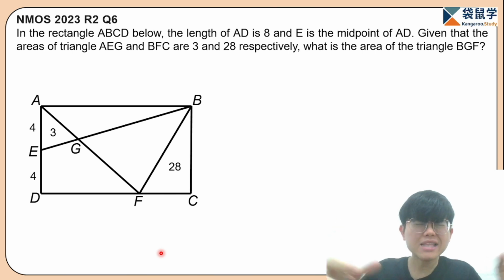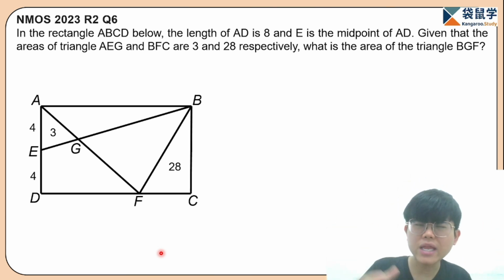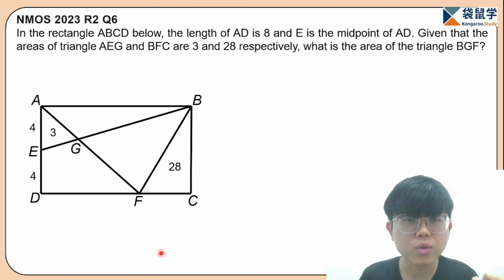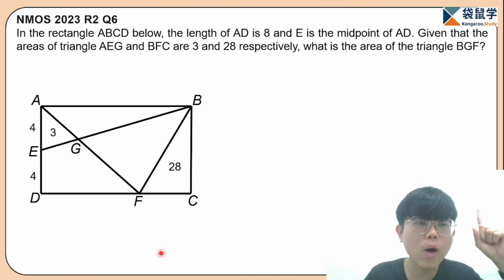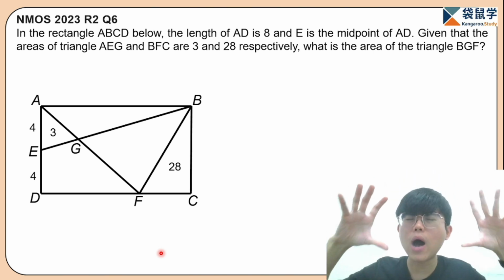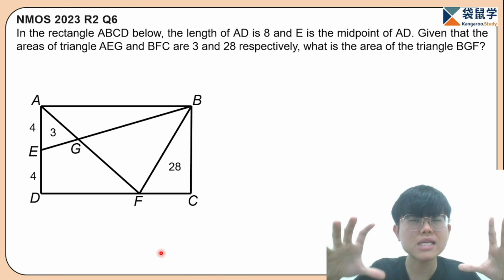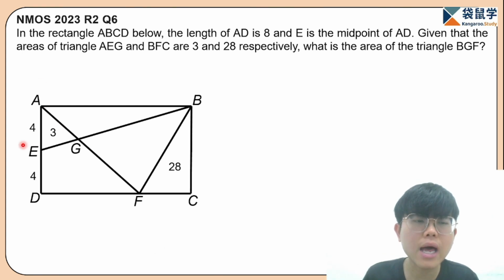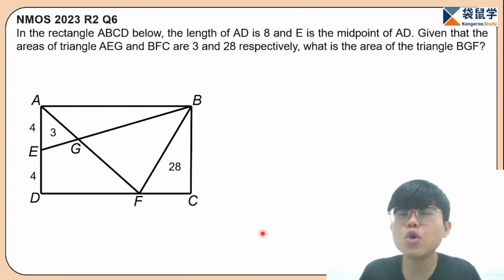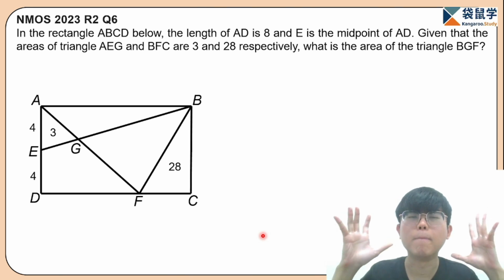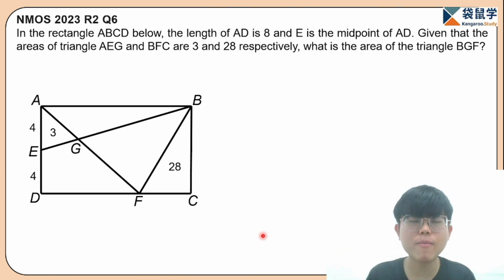Alright, no worries guys. In this figure, can you see any geometry model? When there is a rectangle, and inside this rectangle you see two lines crossing each other, to get what we call the butterfly model, you just have to connect all of the vertices. So in this case, we just have to draw the line from E to F. So this will be one butterfly model.